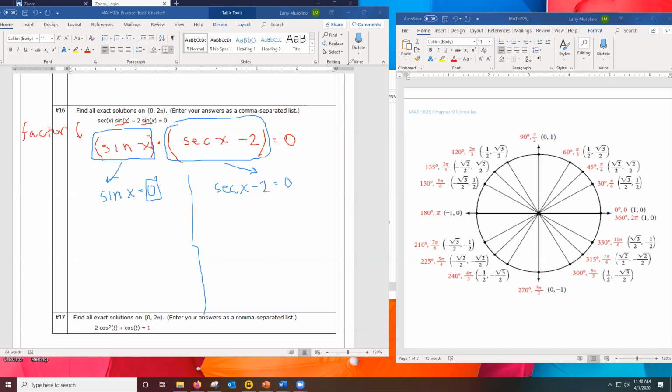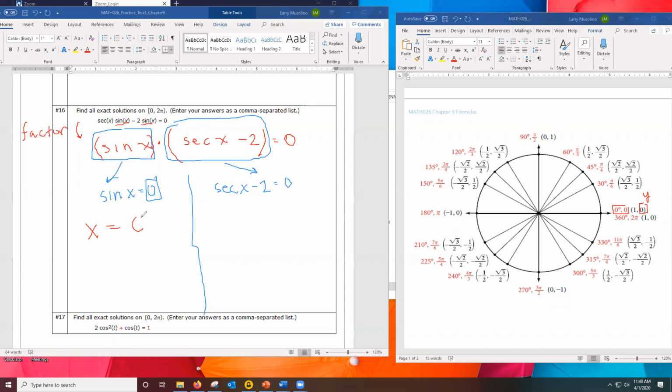So I'm going to go to the unit circle and look, where is the y value equal to 0 as I scan around the unit circle? It's 0. Here it is. Here's one answer. So it looks like 0 degrees is one answer here for this angle.